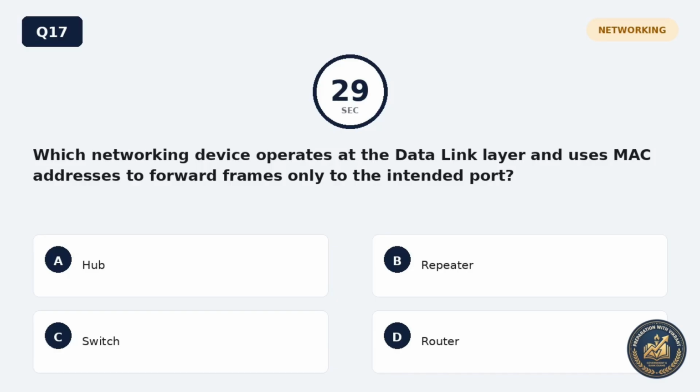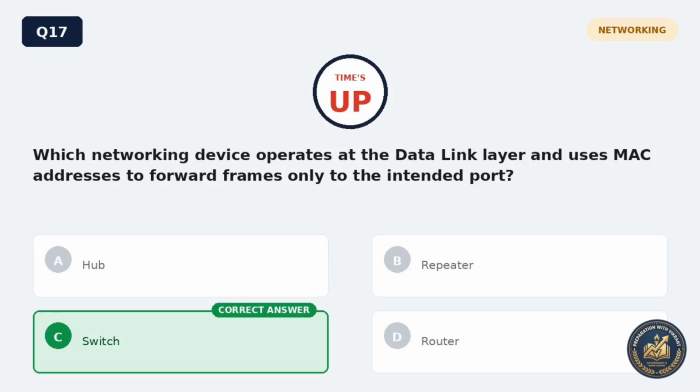Moving to next question. Which networking device operates at the data link layer and uses MAC addresses to forward frames only to the intended port? The options are hub, repeater, switch, or the router. The option is switch.